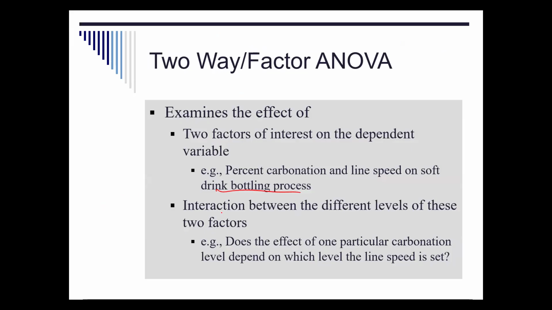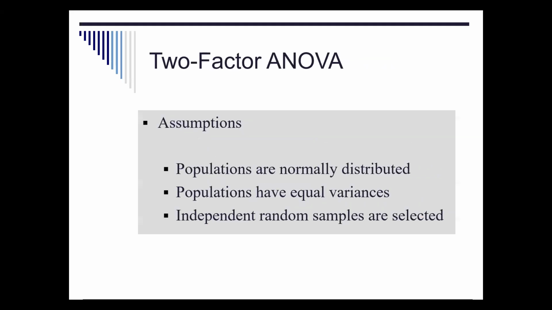And an interaction between the different levels of these 2 factors. That is, the effect of one particular carbonation level depends on which level of the line speed is set. That's the interaction. We try to nail down if there's an interaction effect for the 2-factor ANOVA. So the assumptions are the same as a 1-factor ANOVA. Populations are normally distributed and populations have equal variance. And then we have a simple random sample being selected from the population.